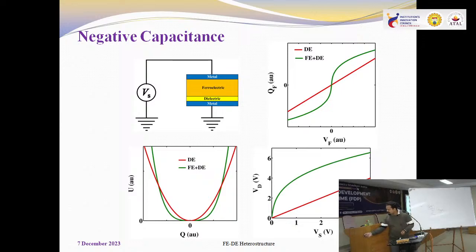Similarly, I think I showed these graphs in the top one also. So this is VD versus VS. VD is the voltage drop across the dielectric and VS is the supply voltage. Here you can see the voltage drop across the dielectric is more than the supply voltage. This is not possible with two normal positive capacitors. That is only possible when there is a negative capacitance. So look at the beauty: the voltage drop is higher than the supply.